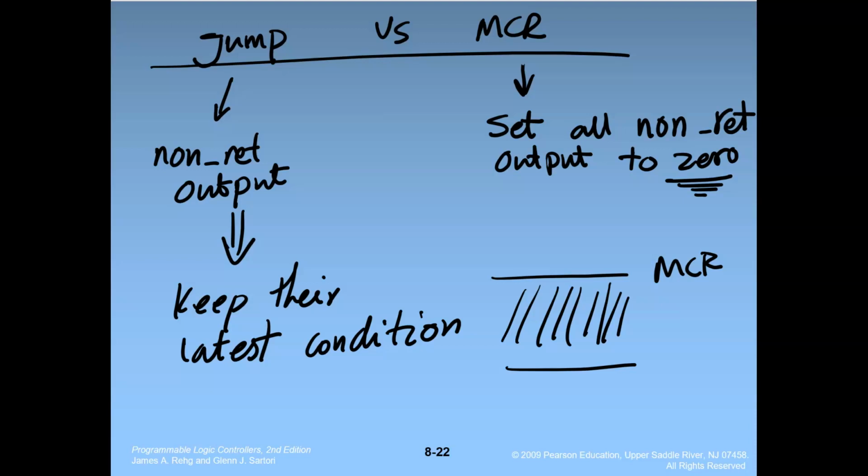So even if the value is 1, now because the MCR is not active, the output will be forced to 0 if the output is non-retentive. Remember that we are not talking about retentive, because retentive memory can keep its value and needs to be reset in order to go to 0. So it needs the reset function, and it doesn't matter if you're using a jump or MCR, they are not going to be affected by these two instructions.